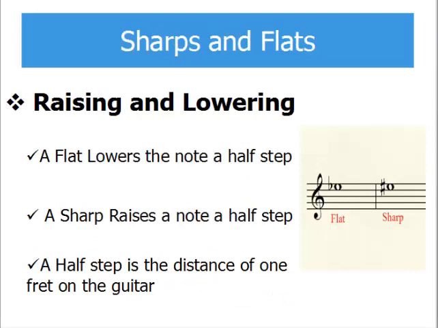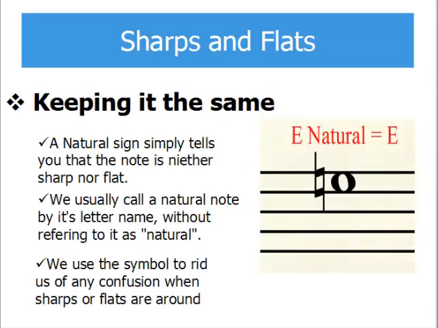A flat lowers the note a half step. A sharp raises the note a half step. Now, what is a half step? If you look on your guitar neck and you see those frets, each one of those frets is the distance of a half step. Now, a natural sign will make the note what its letter name is.